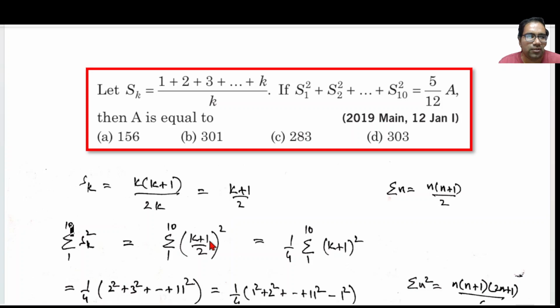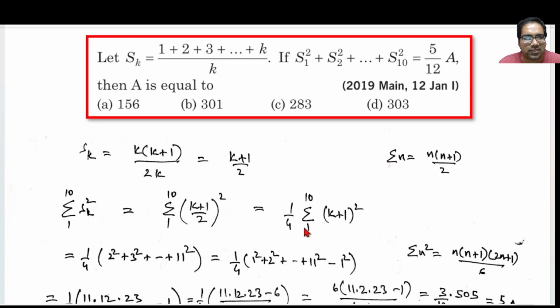k plus 1 by 2 whole square, from k equals 1 to k equals 10. This, k plus 1 by 2 whole square, is equal to k plus 1 square by 2 square, and 1 by 2 square is 1 by 4, which we bring outside. So this is equal to 1 by 4 times the summation from 1 to 10 of k plus 1 whole square. What does that mean? When k is 1, this becomes 2 square, and when k is 10, this becomes 11 square. So this means 1 by 4 into 2 square plus 3 square up to 11 square.